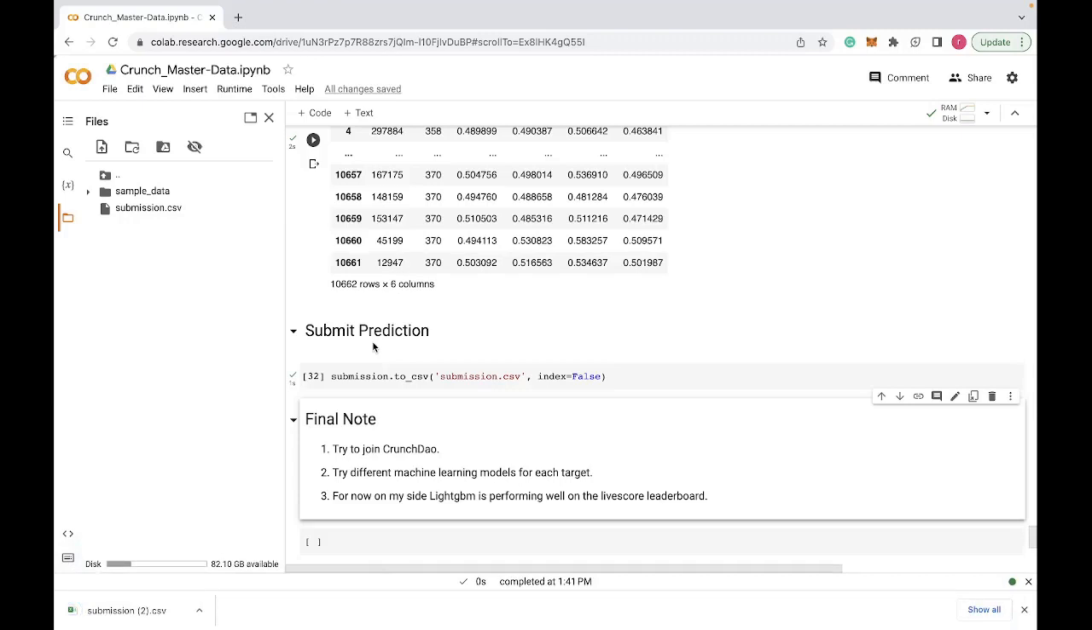Try a different machine learning model for each target. You can try to use the CatBoost model, or you can use XGBoost. Here is a small tip: if you want to make your XGBoost model faster, you can use GPUs. On Google Colab and on Kaggle, you can use a GPU. For now on my side, LightGBM is performing well on the leaderboard. Thank you everyone. I'm going to show you how to make submissions on CrunchDAO with the predictions I've generated so far.